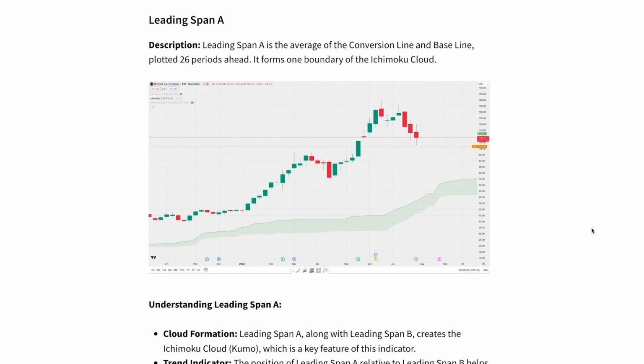And again, leading span A is the line that's on the top of the green cloud, or the line that's on the bottom of the red cloud. And then leading span B is going to be the opposite of that. And basically this is the average of the conversion line and the baseline plotted 26 periods ahead. And it forms one of the boundaries of the cloud.